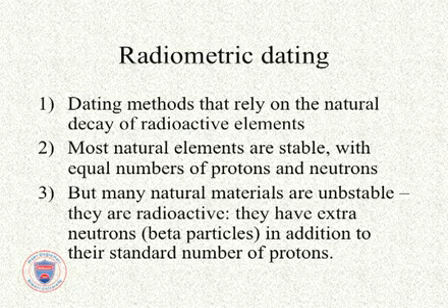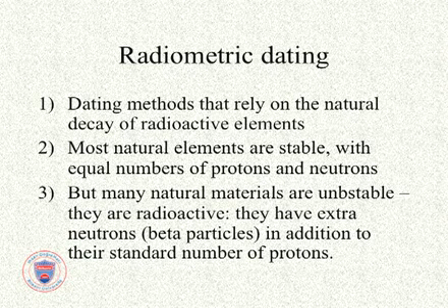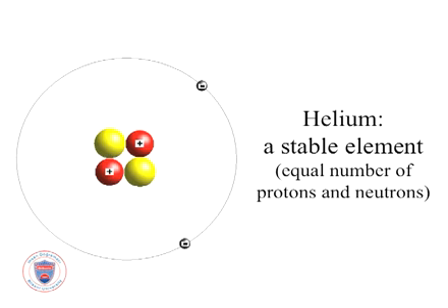There are other methods that we can use as well. Radiocarbon dating is what we call a radiometric dating method. It's a dating method that relies on the natural decay of radioactive elements. Most natural elements are stable. They've got equal numbers of protons and neutrons, but many of them are unstable. They're radioactive. They've got extra neutrons or beta particles in addition to the standard number of protons.